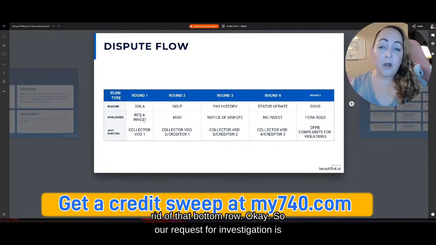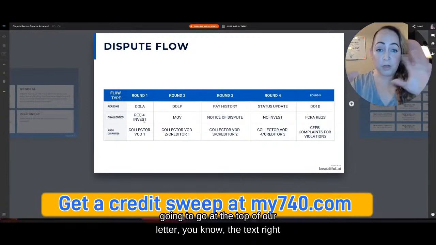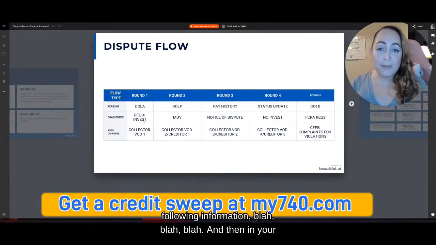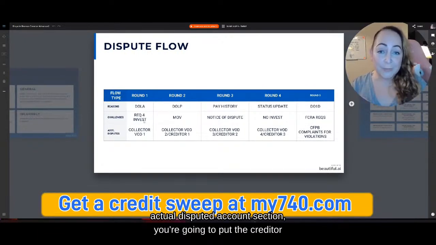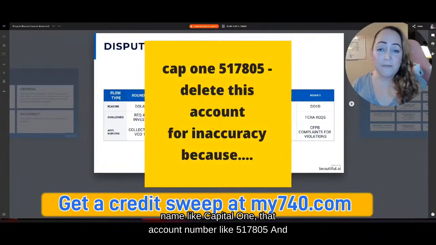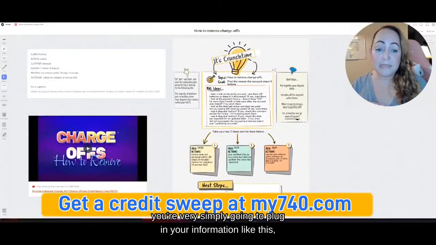Okay. So our request for investigation is going to go at the top of our letter. You know, the text right there, it's going to say, please investigate the following information, blah, blah, blah. And then in your actual disputed account section, you're going to put the creditor name, like Capital 1, the account number, like 517805, and you're very simply going to plug in your information like this.